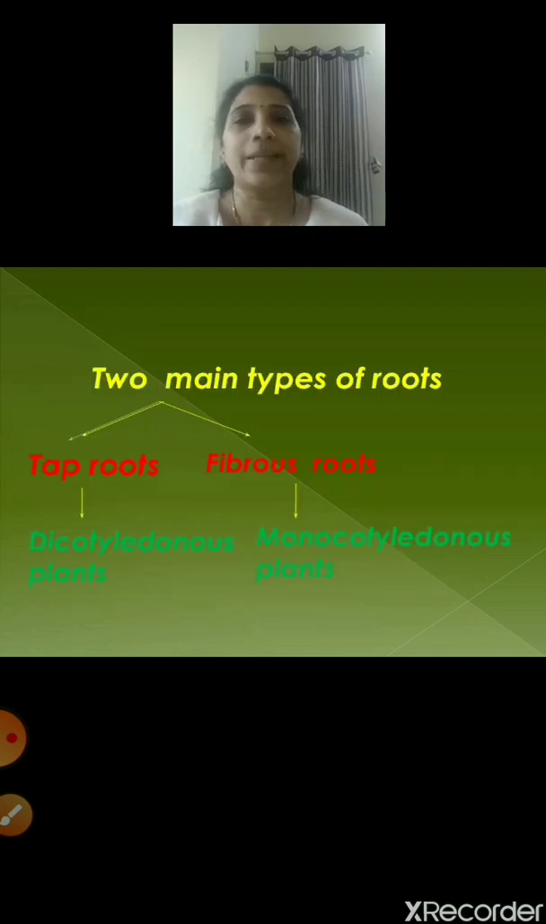Now, there are two main types of roots. One is a tap root, the other is the fibrous root. The dicotyledonous plants have tap root, and the monocotyledonous plants have fibrous root. Some examples of tap root are mango tree, banyan tree, and examples of fibrous root are onion, grass. Dicotyledonous plants means there are two cotyledons in the seed, and monocotyledonous plants means there is a single, that is, mono means single. So it contains a single cotyledon in their seed.